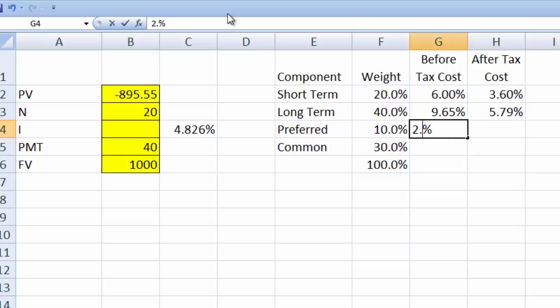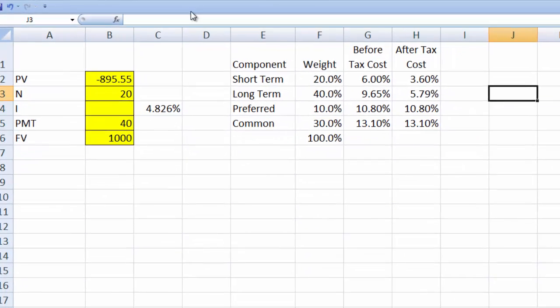The preferred stock cost is equal to the dividend divided by the price. And the after-tax is the same as the before-tax. And then finally, for the common stock, we're going to use the CAPM equation. So we have a beta of 1.85 times the market risk premium, which was 6%, and then we're going to add to that 2% for the risk-free rate. And so the common stock has a required rate of return of 13.1%.